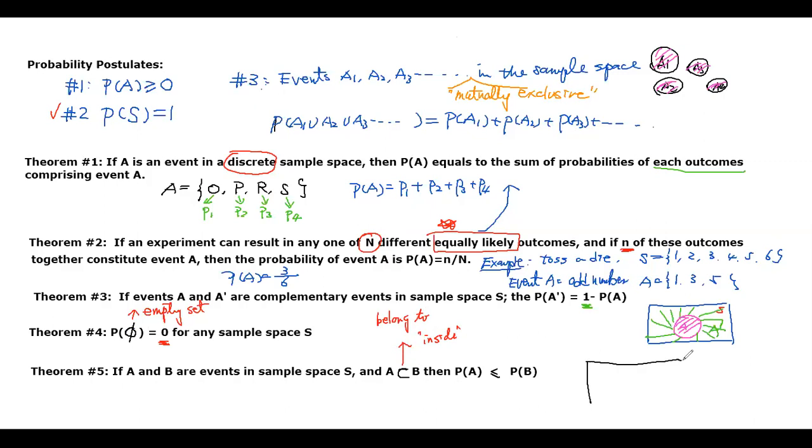So here you have a sample space. This is my sample space, right? Now I have event B here. The green is my event B. Now A is inside B. That means A is here, so this is A. The probability of A is this yellow area, and the probability of B is this green area. So obviously, the probability of A is less than or equal to the probability of B.